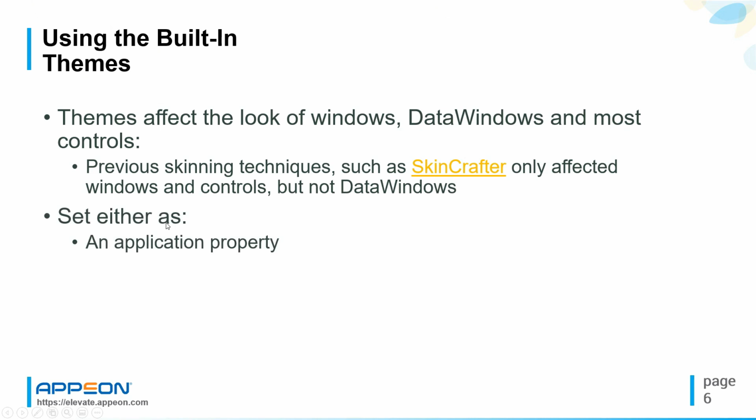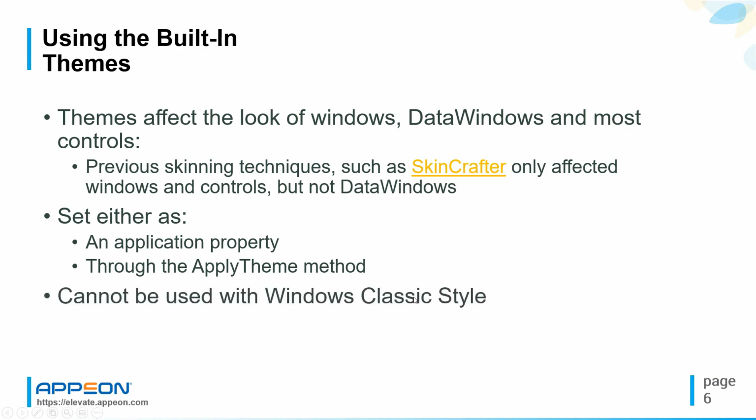The theme can either be set as an application property, or there's a function you can call called apply theme, which will set the theme more at runtime. So if you set it as an application property, that setting gets compiled into the application, or as I just mentioned, you can use the apply theme method. It cannot be used with Windows Classic Style.